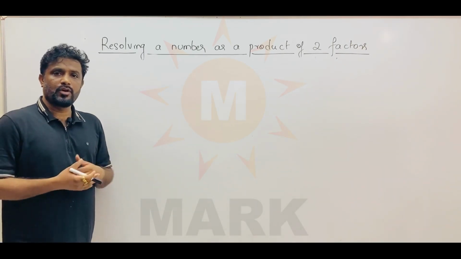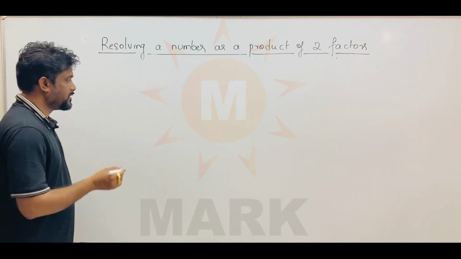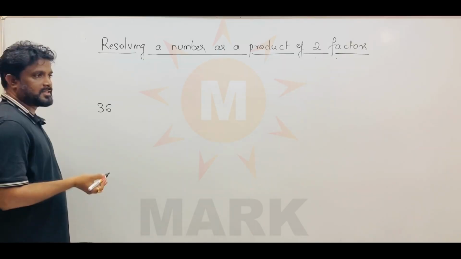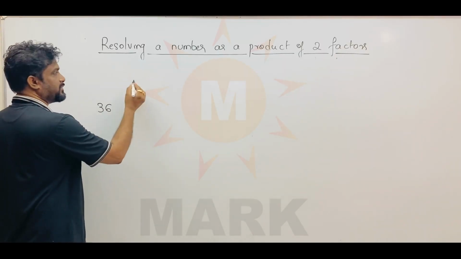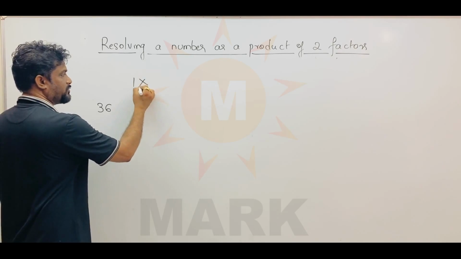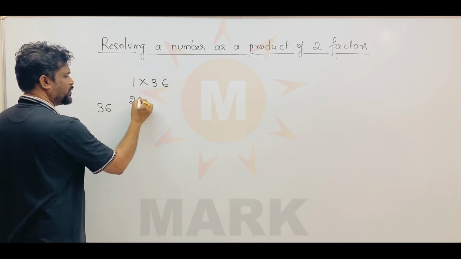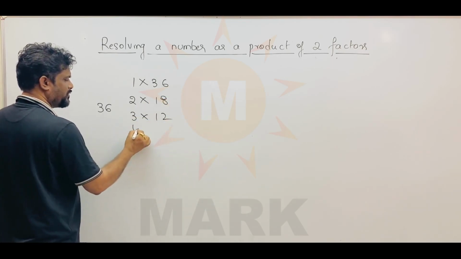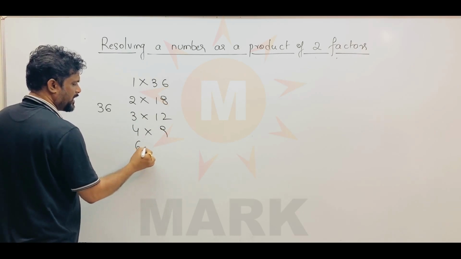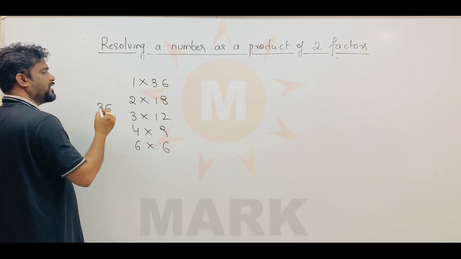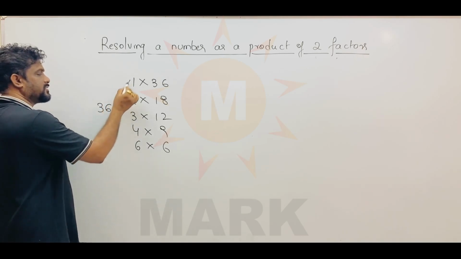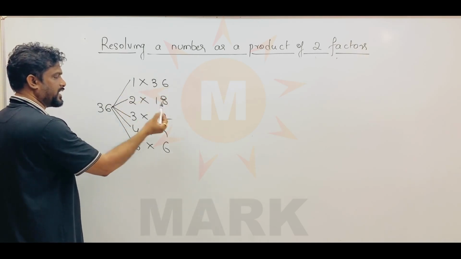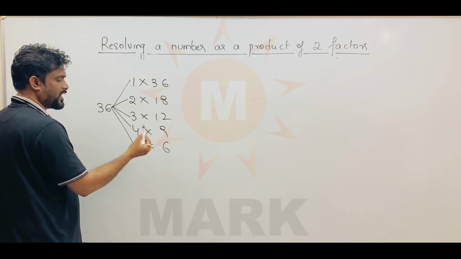Now friends, we will look into the case of perfect square numbers. So I am taking a perfect square number called 36. So we can write 36 as a product of two factors in these many ways. First of all, we can write it as 1 into 36, 2 into 18, 3 into 12, 4 into 9 and 6 into 6. So we can write 36 as a product of two factors in 5 different ways.